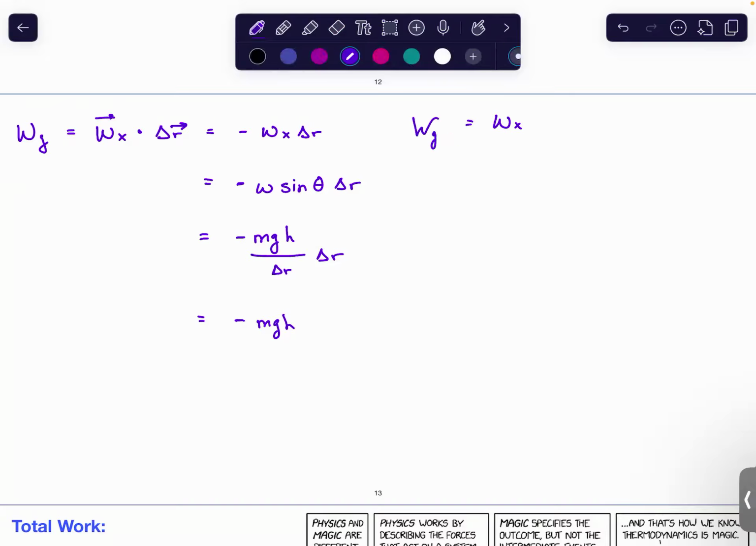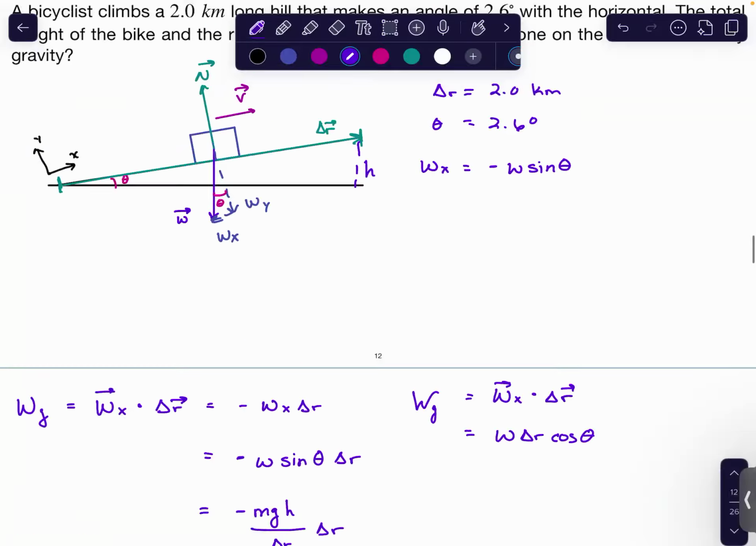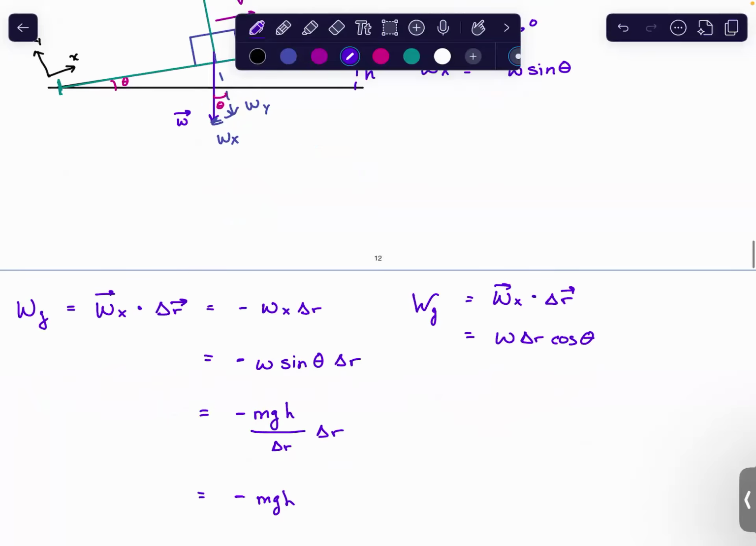The force of gravity is going to be the x component of your weight, which will give you W cosine of theta. And this time, if we don't start out putting the negative in there, what is the theta between? So again, they're parallel, but they're anti-parallel, which means it's a theta of what?